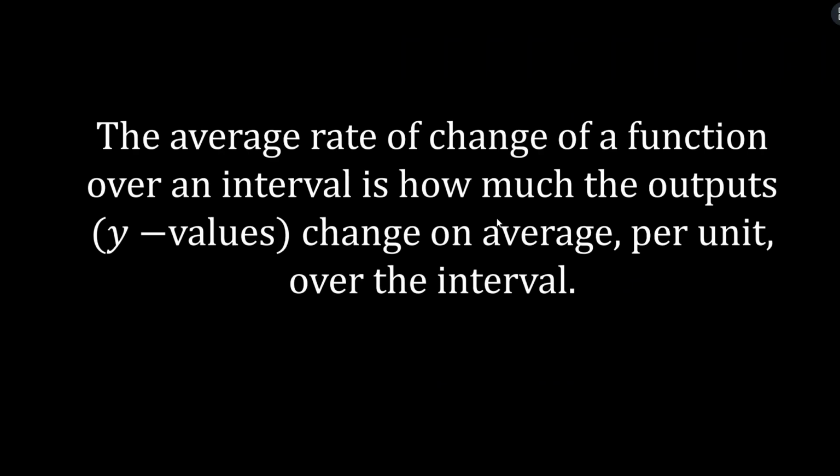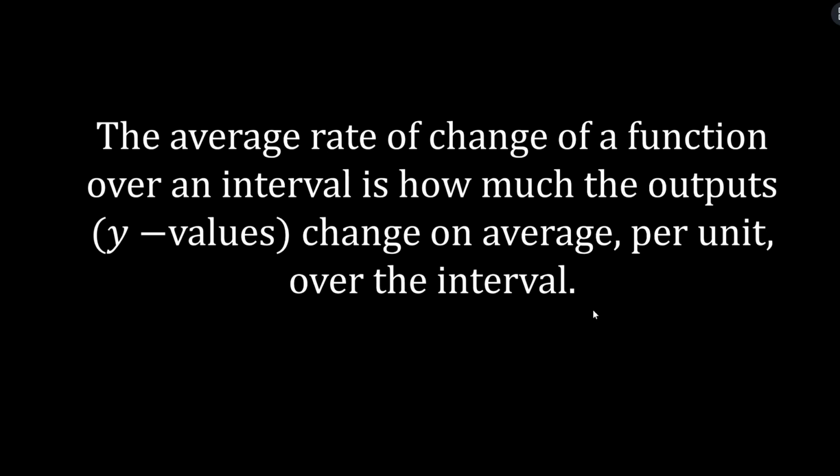Here's the definition. The average rate of change of a function over an interval is how much the outputs or y values change on average per unit over the interval. If this last part doesn't make 100% sense, that's okay. We're going to go through some examples and that should help solidify it.